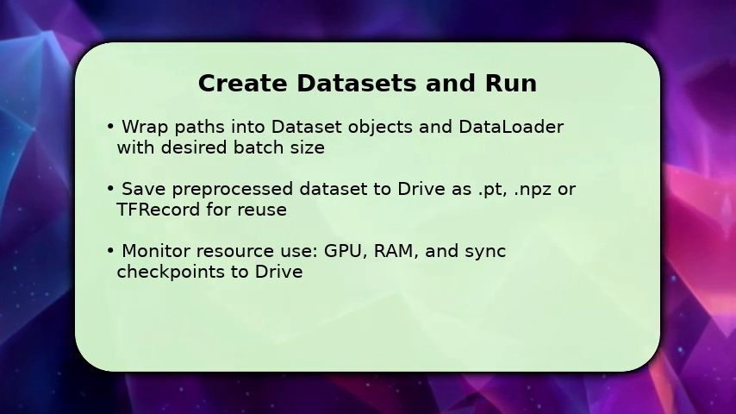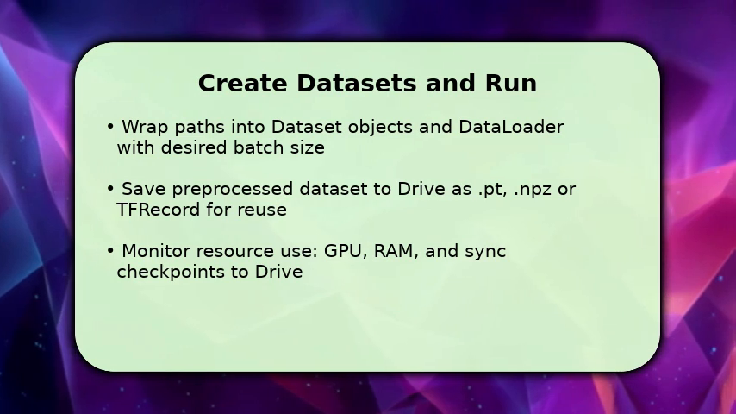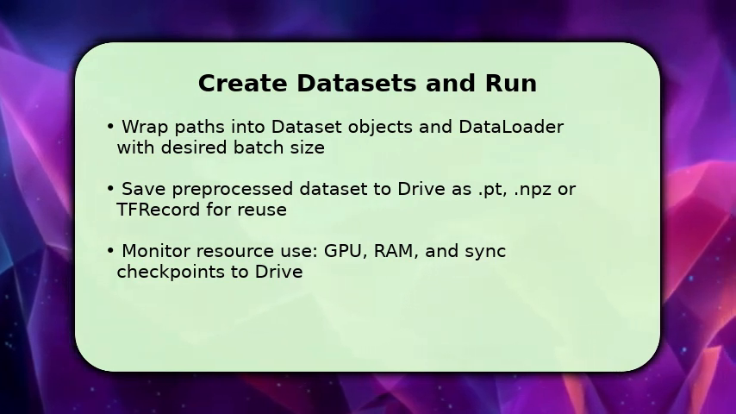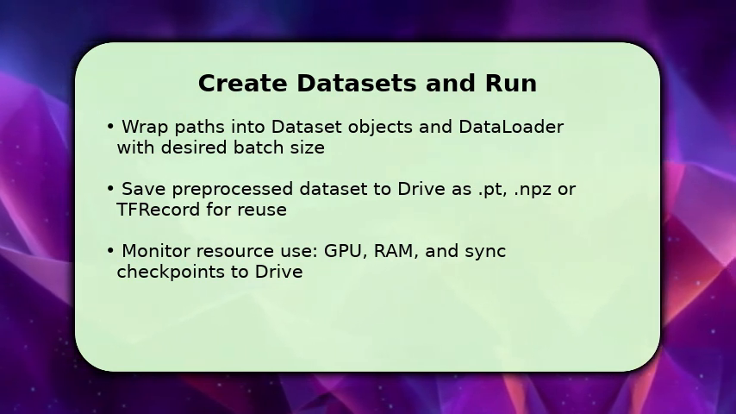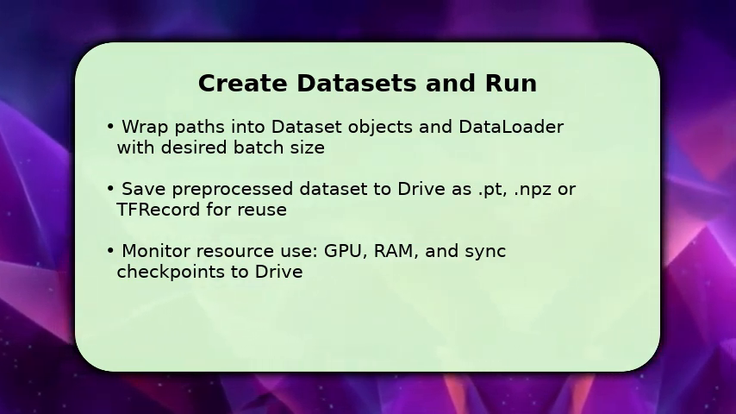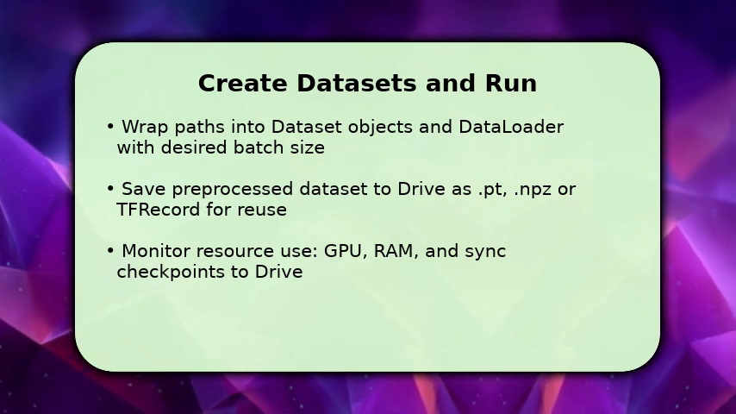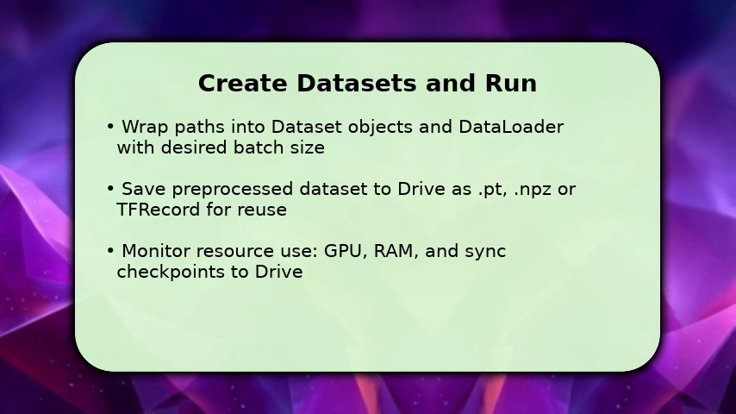Once you validate a training step, save the processed dataset, use PT, NPZ, or TFRecord, so you skip preprocessing next time. Then run training or inference and sync checkpoints to Drive to avoid data loss. If something fails, check the mounted path and file permissions first. This single check resolves most missing file or permission errors quickly.